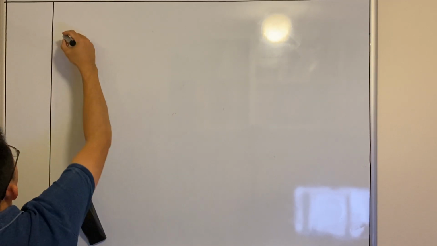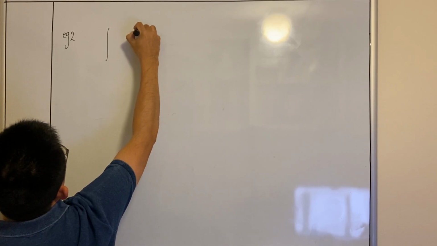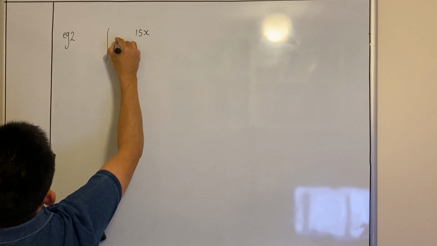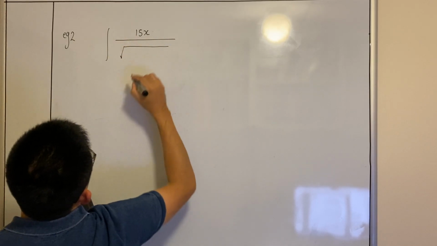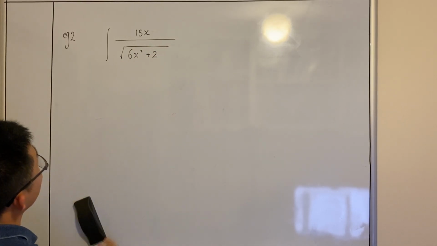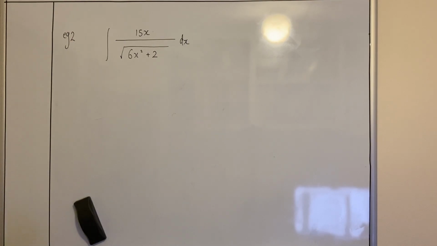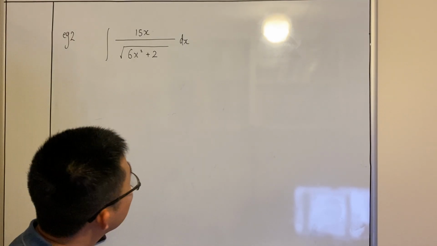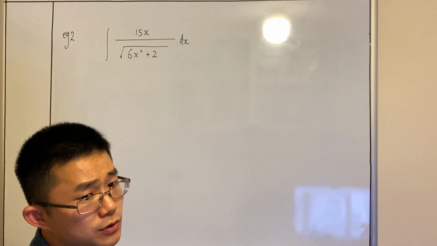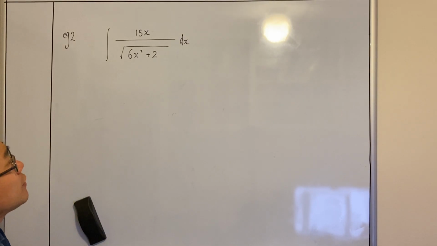Example 2. How about I want to integrate something like this: 15x over the square root of 6x squared plus 2, dx. Now, most students, when they see a question like this, don't know what to do. It's just too much. You've got a fraction, you've got a square root, you've got a square, you've got a number on the top. They just give up.